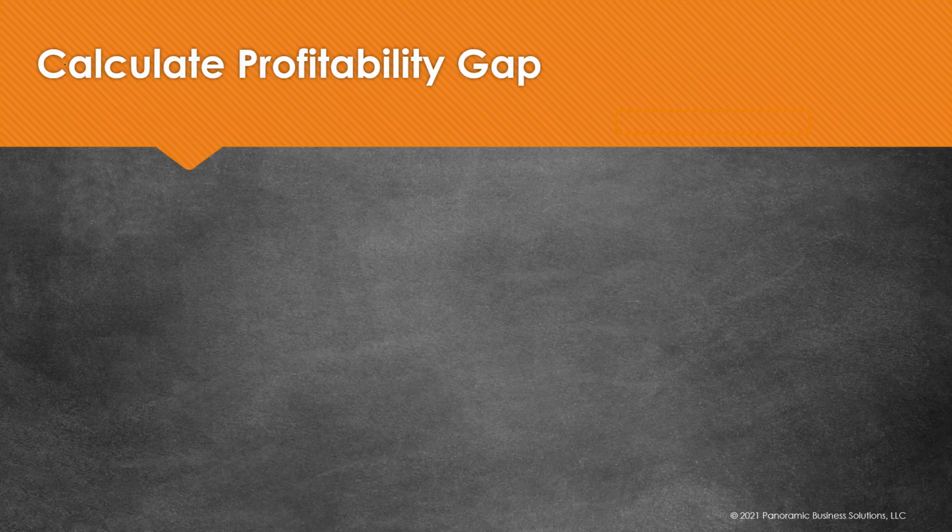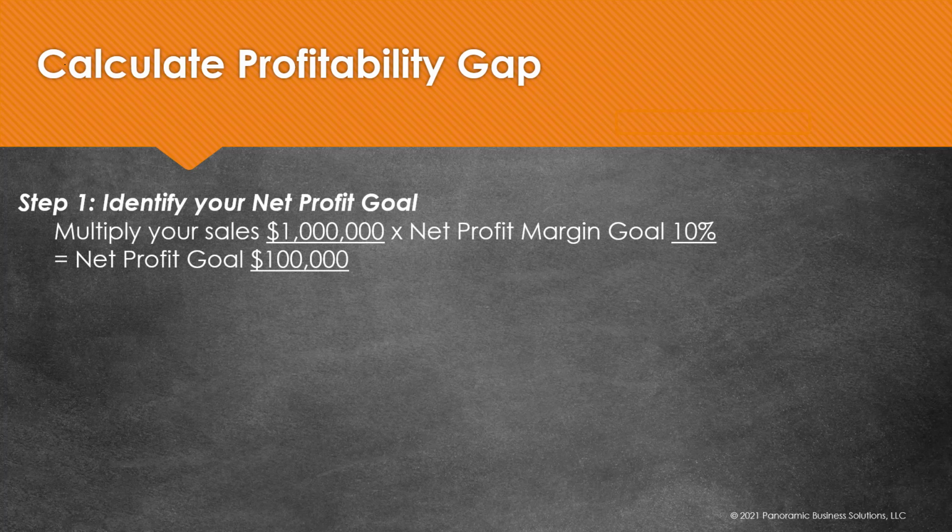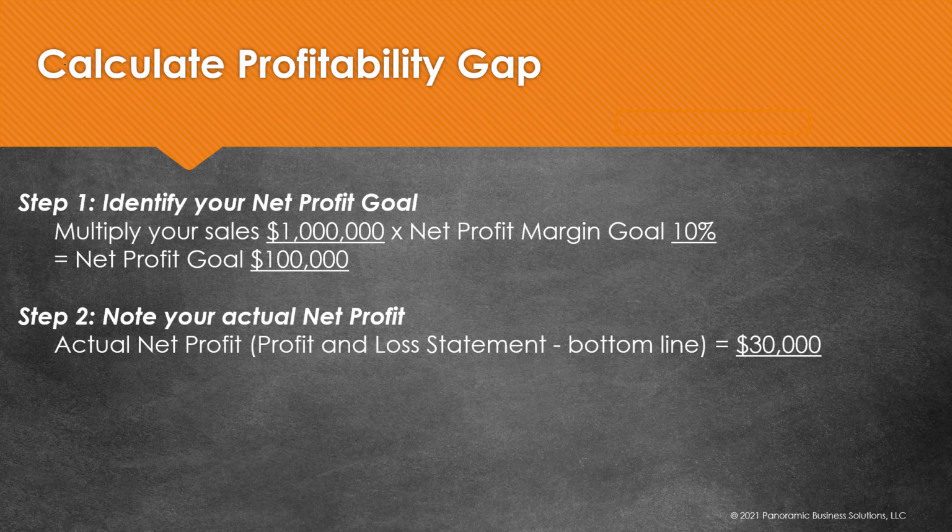So when we're calculating the first step, we're going to identify what our net profit goal is. So when we multiply our sales by the 10% goal that we pulled from that chart before on the previous slide, our net profit goal is $100,000. We're going to make a note of what our actual net profit is. So when we look back at our profit and loss statement on that first screen, it was $30,000. That bottom line all the way down at the bottom of the report, that's going to be the number that you pull for your actual net profit.